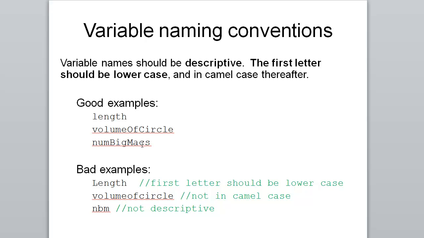This would be like how many Big Macs you ate. Here are bad examples of variable names. Length, it starts with a capital letter, so that's breaking the rule of a good variable name. When it starts with a capital letter, that sends a message to other programmers that this is a class name, but no, it's actually a variable name, so you should have used a lowercase. volumeofcircle, no capital letters, so it's a little bit harder to read. nbm, while this variable works, no one has any idea what nbm stands for. So that's why it's not a good name.